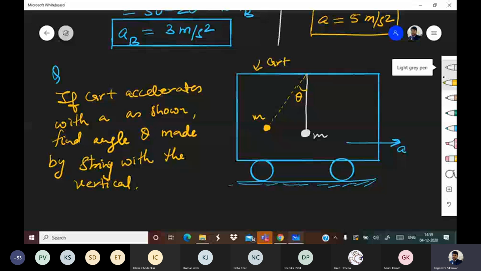Somebody is talking. Good. Ishika, your mic is unmuted. Please mute it. Thank you.